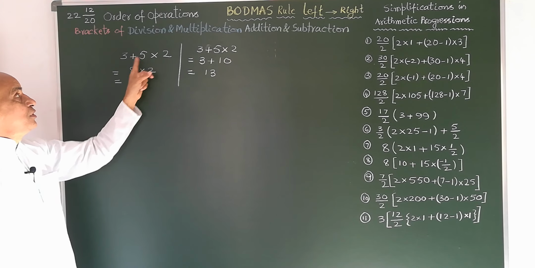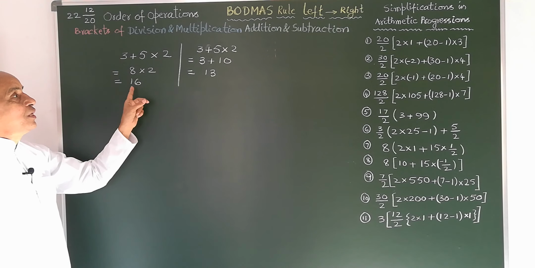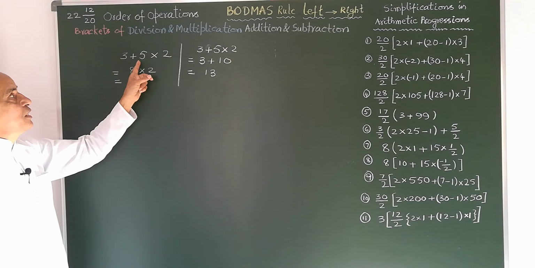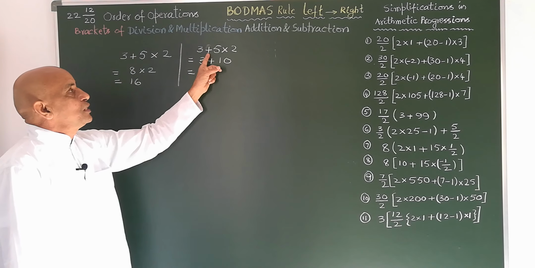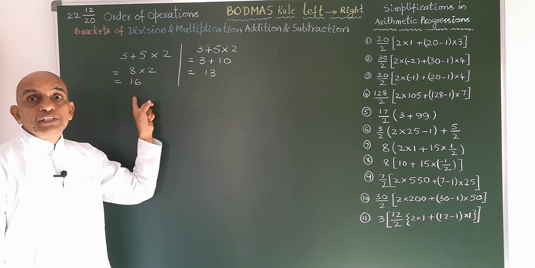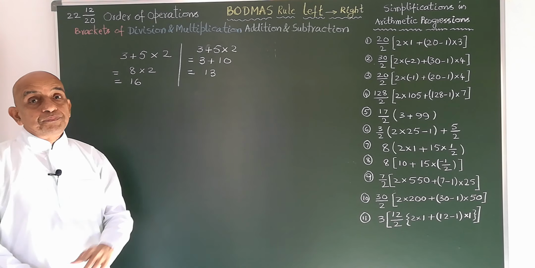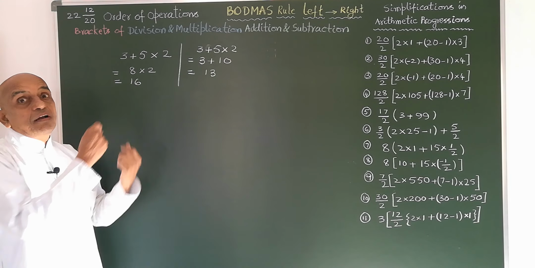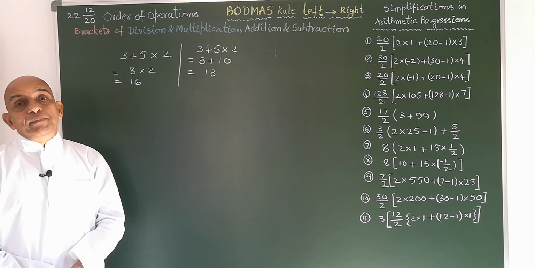3 plus 5 is 8 and 8 into 2 is 16. For the same problem, 3 plus 5 into 2, we are getting two different answers. Now, which is right? For the same problem, you get different answers. It is very confusing in mathematics.